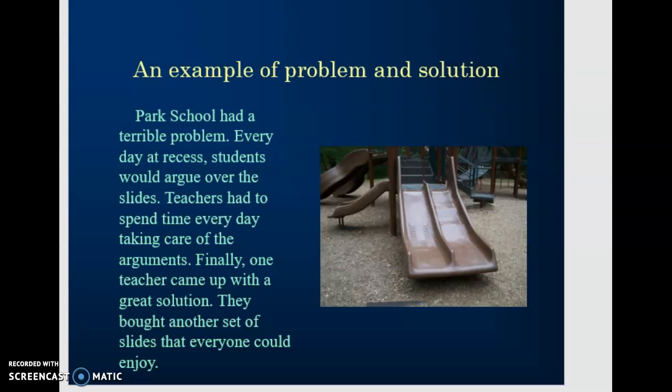An example of problem and solution: Park School had a terrible problem. Every day at recess, students would argue over the slides. Teachers had to spend time every day taking care of the arguments. And so finally, one teacher came up with a great solution. They bought another set of slides that everyone could enjoy.